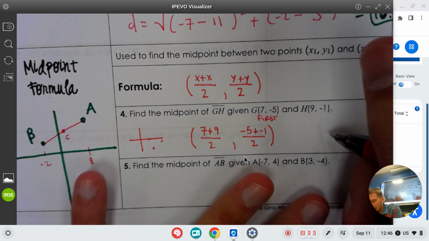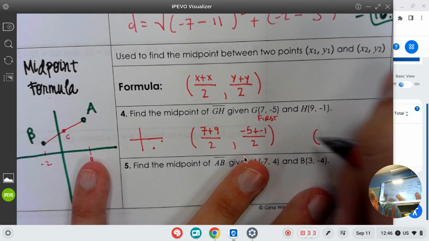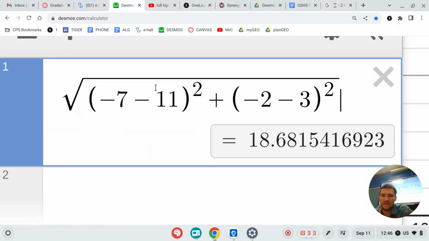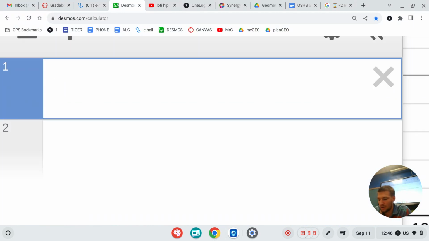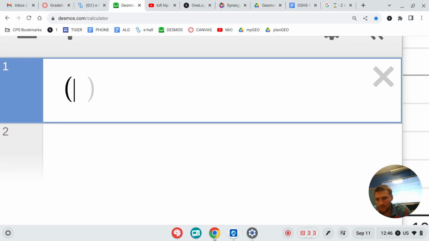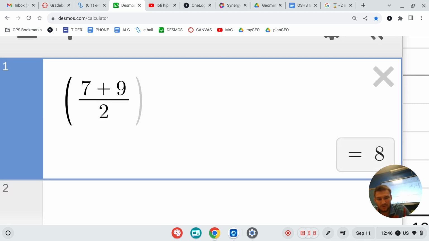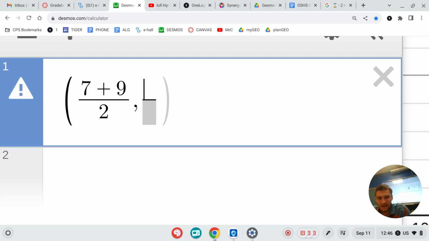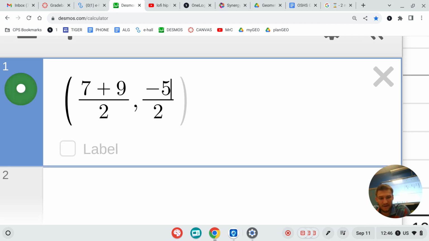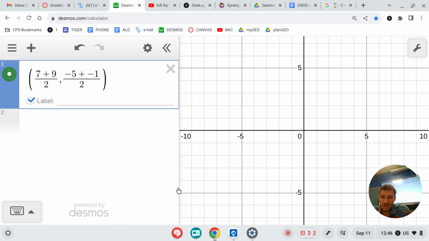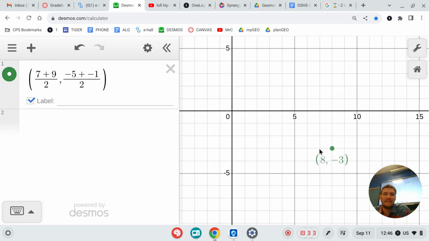Once I'm this far, it's going to give me my answer. And I don't think Desmos can do all of this at the exact same time. So, for example, we can't type it in the parentheses, I don't think. 7 plus 9 over 2, comma, fraction, negative 5 plus negative 1. I suppose we can, as long as we go look for it on the picture instead of it just telling us the answer right here. We can look around and find it down here.